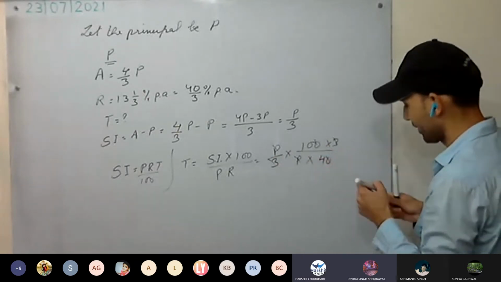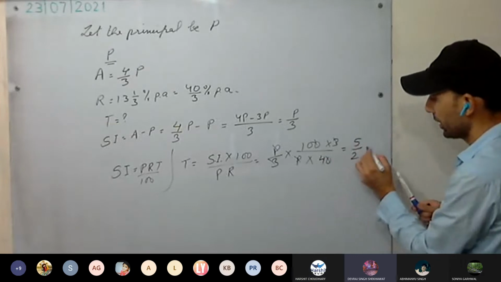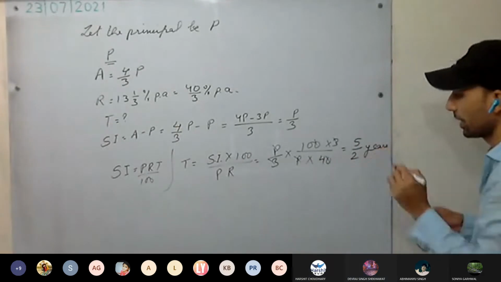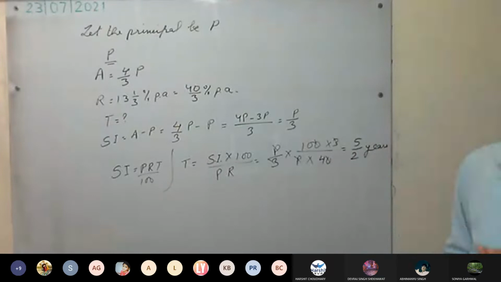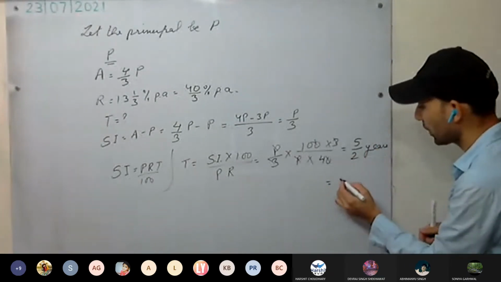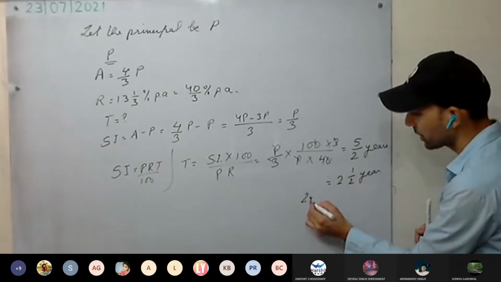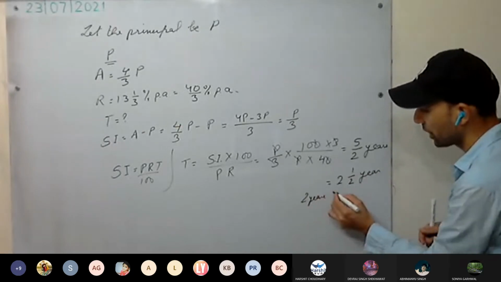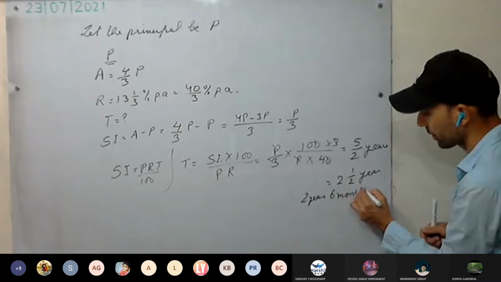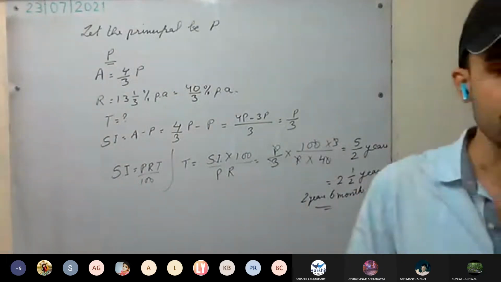5 by 2 years. Okay, it means 2.5 years, 2 years and 6 months. Yes or no? 5 by 2, it is how much? 2 and 1 by 2 years, 2 years and half years. Half years is nothing but 6 months. Understood? Have you all understood?